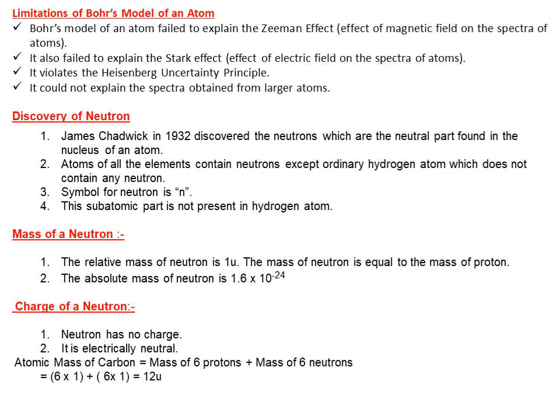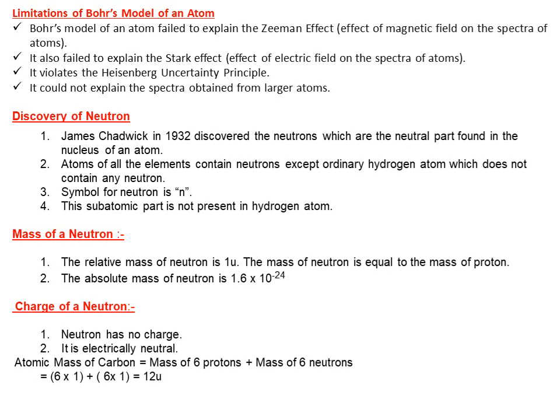Now, the limitations of Bohr's model of an atom. Bohr's model failed to explain the Zeeman effect of magnetic field on the spectra of atoms. It also failed to explain the Stark effect of electric field on the spectra of atoms. It violates the Heisenberg uncertainty principle. It could not explain the spectra obtained from larger atoms.